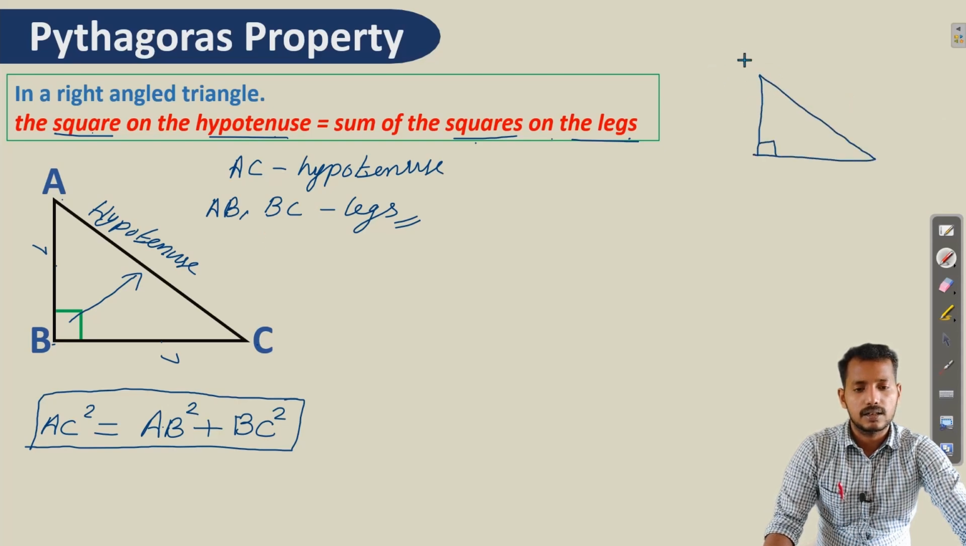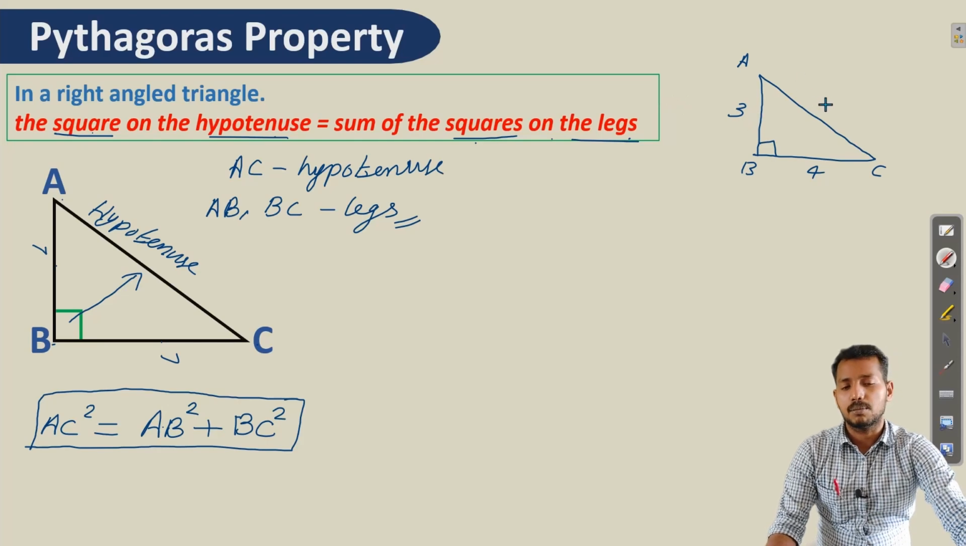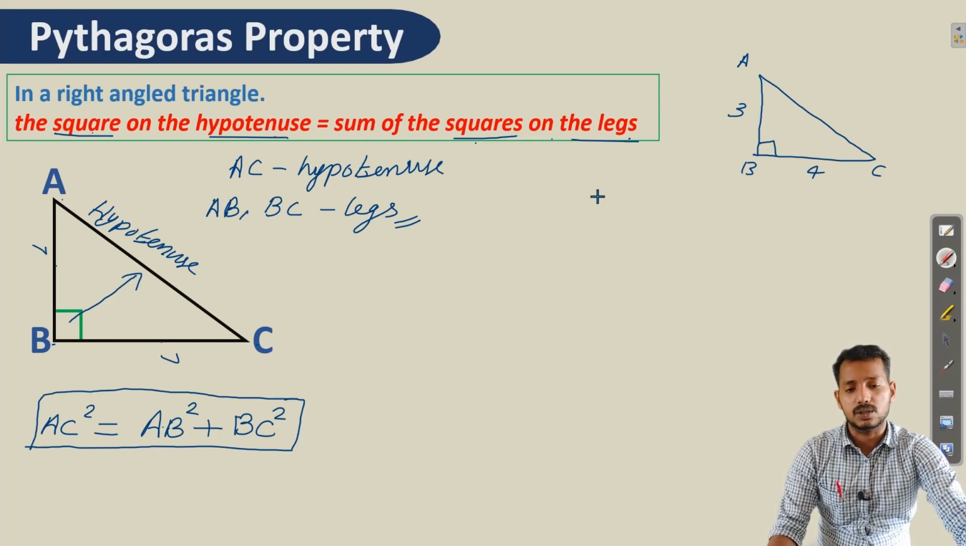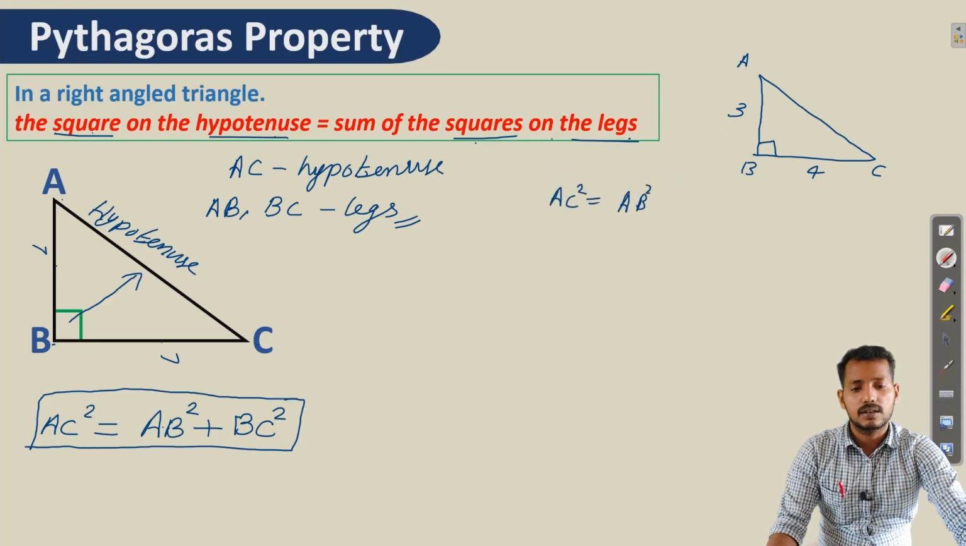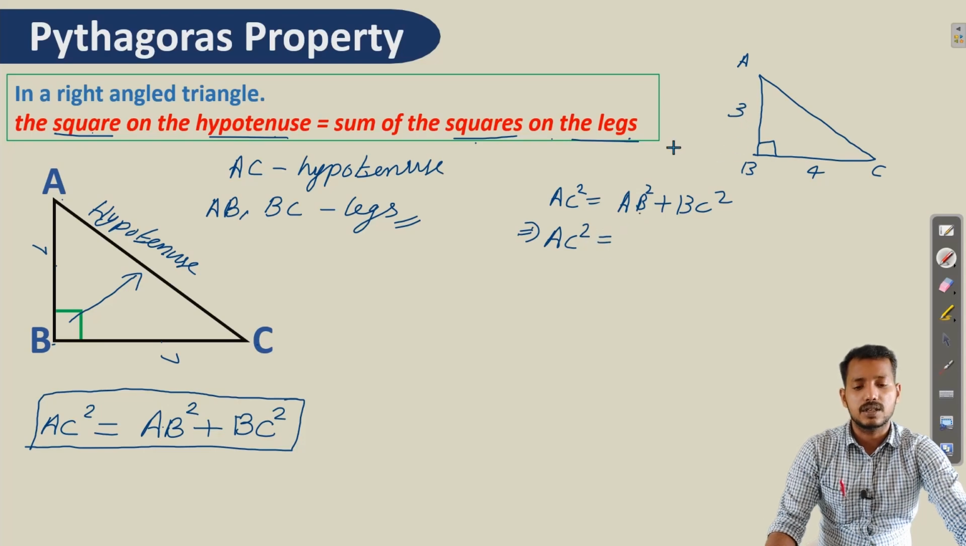For example, if you have a right angled triangle ABC, the same triangle I am taking here, with the sides 3 and 4 centimeter. Now we want to find the hypotenuse. So we can directly apply the Pythagoras theorem here. AC square is equal to AB square plus BC square. That is, AC square is equal to, what is AB? AB is equal to 3. So AB square will be 3 square, plus BC, BC is 4 square.